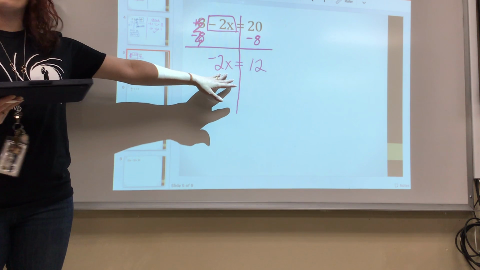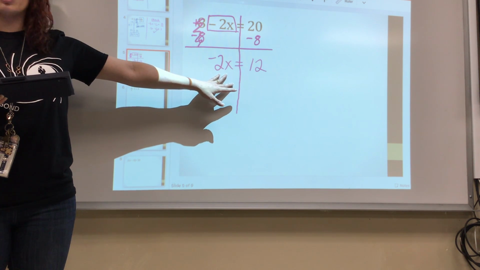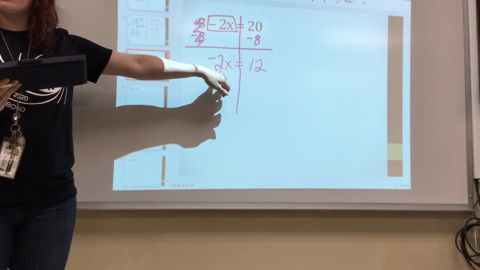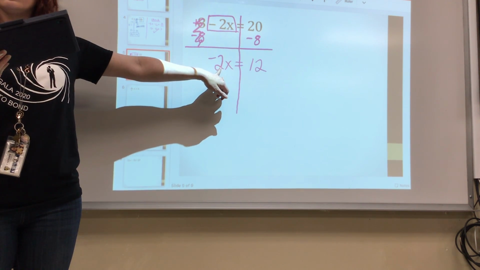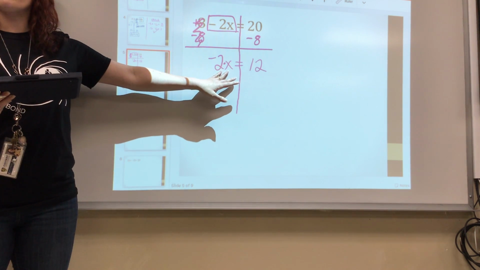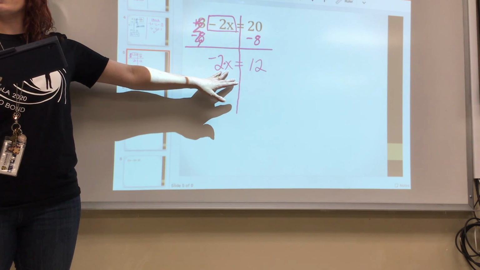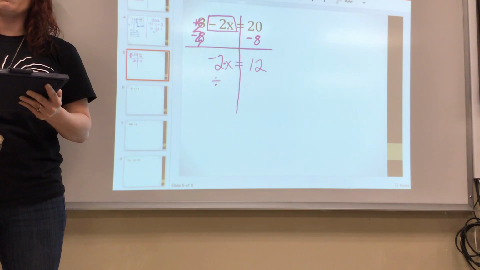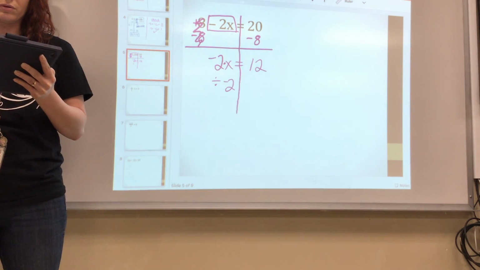What operation is going on here? Not subtraction. Don't get yourself confused. I know there's a subtraction sign. That just means a negative 2. Hannah? Multiplied by x. That's a multiplication problem right there. So if it's multiplication, what do I use as an inverse, Sam? Division. So I'm going to divide by the number that's being multiplied by x, which is a negative 2.